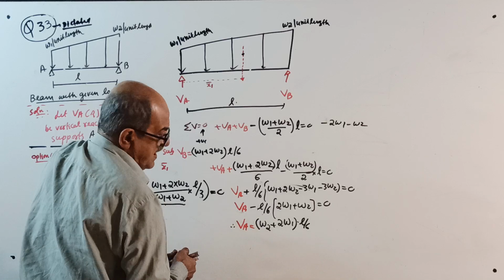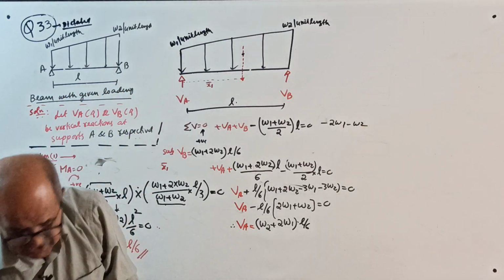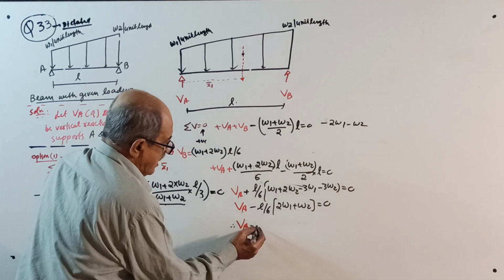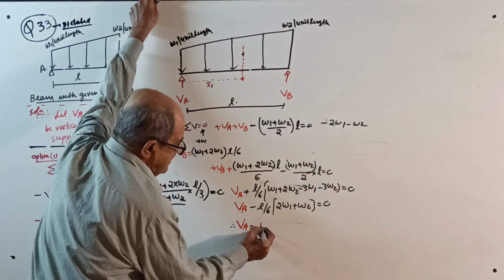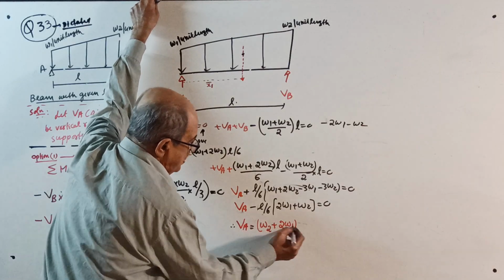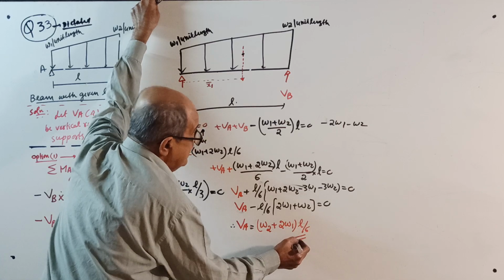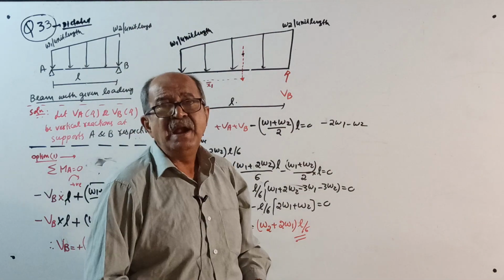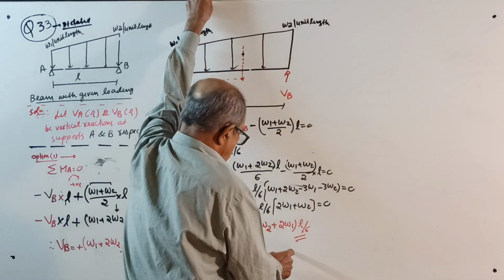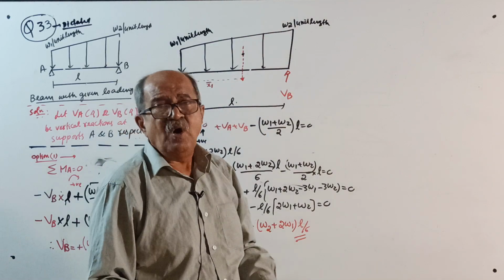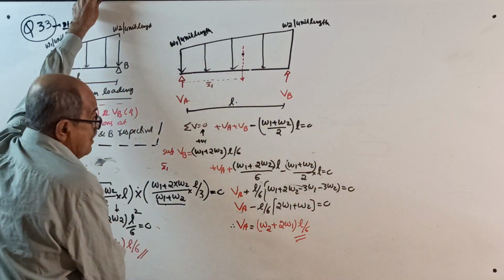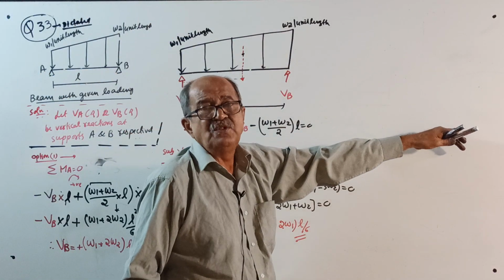Final answer will be red color. Equal to, I will interchange now. I will tell you why I am interchanging. W2 plus 2W1 into L by 6. That means there is a particular format following up here. I will write the format later, when I complete all the solution. So answer is there. When everything is over, I will put the result here, not right now.